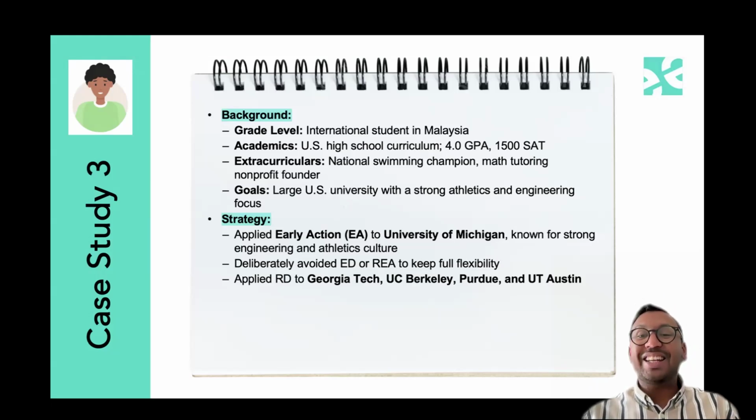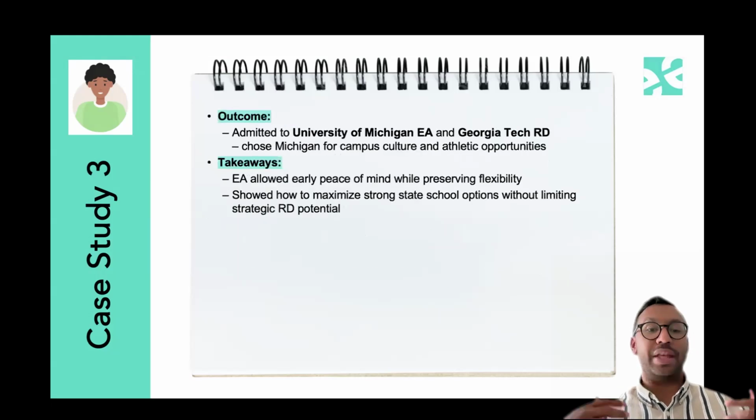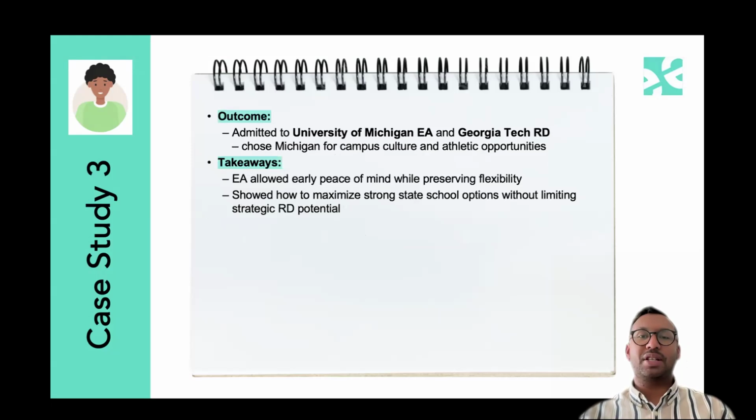The student applied early action to the University of Michigan, and it's known for its strong engineering and athletics culture. They deliberately avoided ED and REA in order to keep that full flexibility because, again, this idea of a larger university, there are so many options. And RD, they focused on Georgia Tech, UC Berkeley, Purdue, and UT Austin. The outcome was that the student was admitted to the University of Michigan as well as Georgia Tech, and they chose Michigan for its campus culture and its athletic opportunities.